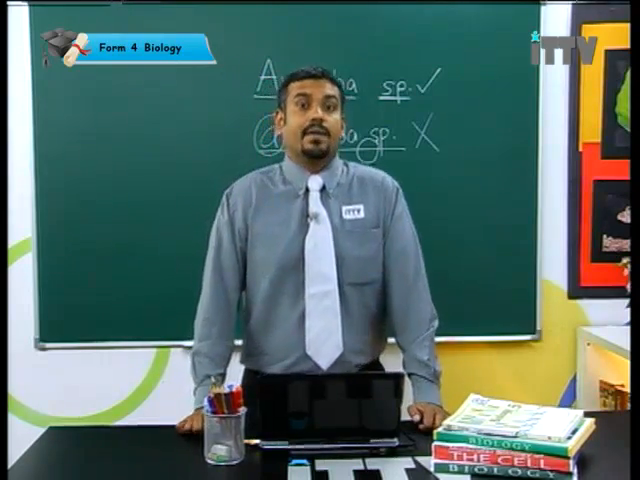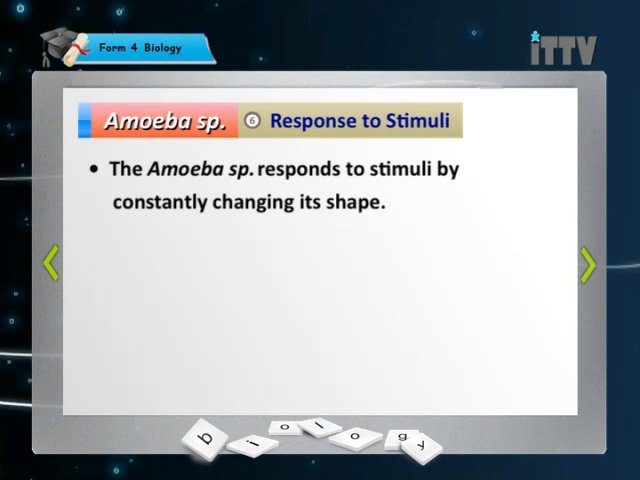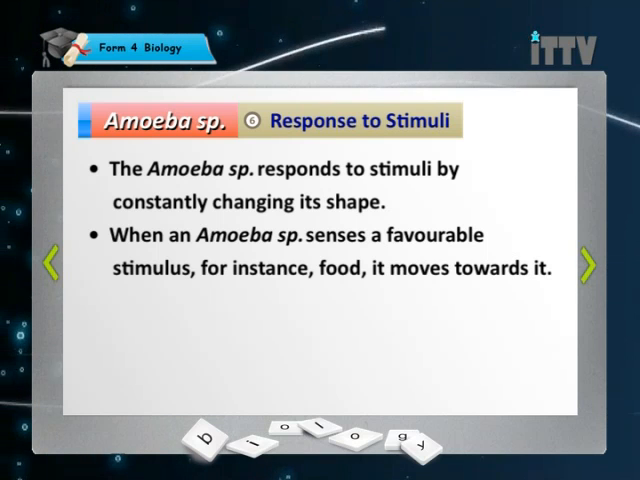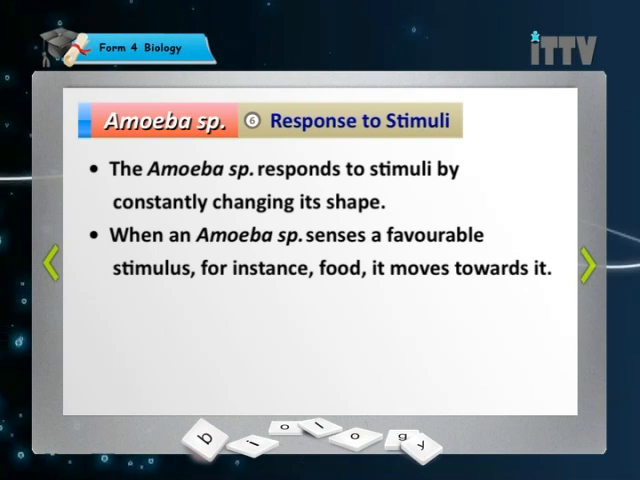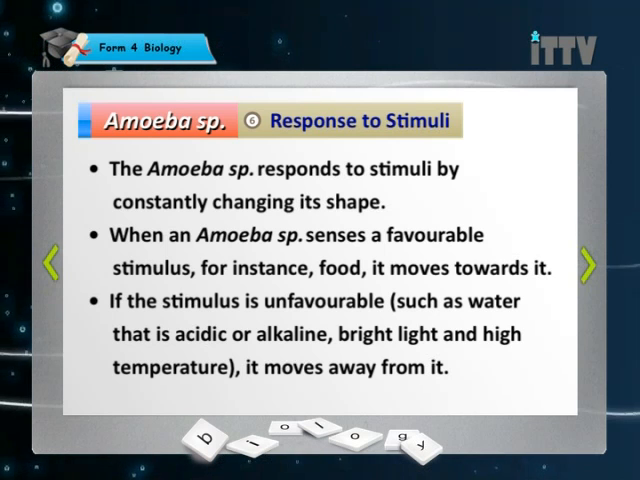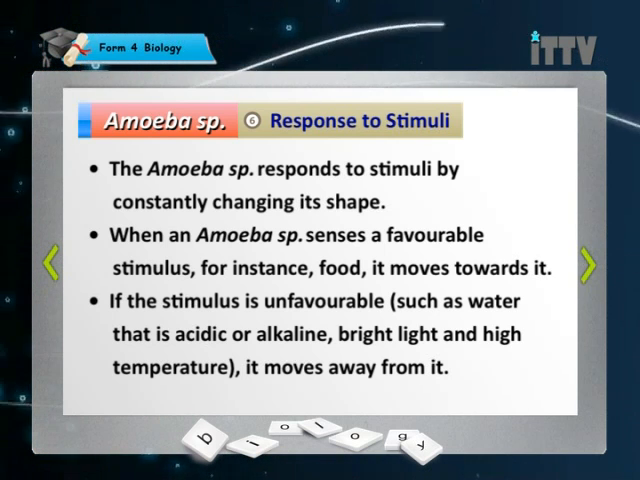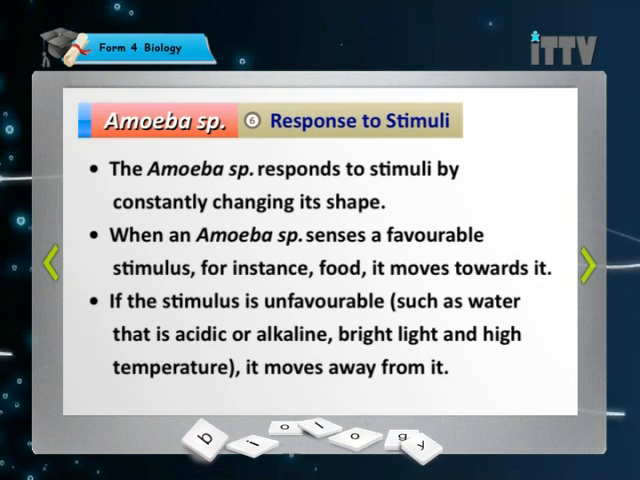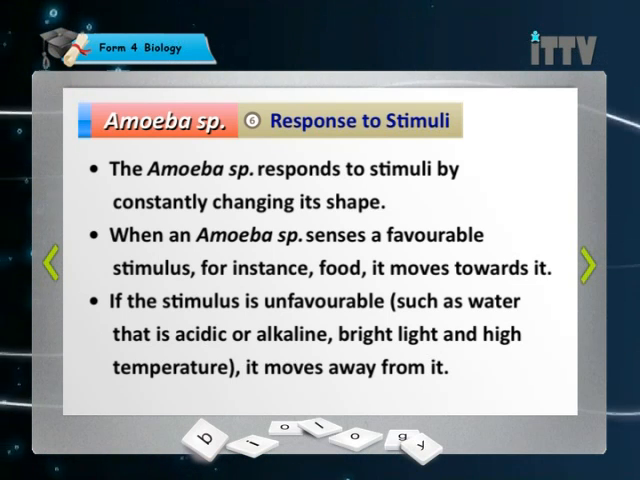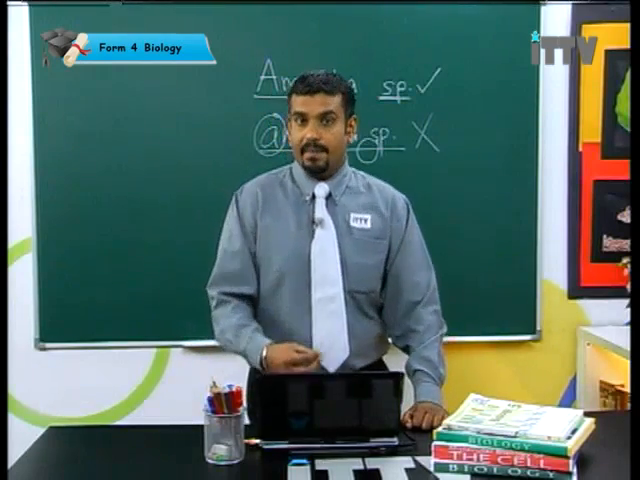Let's take a look at how the amoeba responds. The amoeba responds to stimuli by constantly changing its shape. Wonderful, isn't it? When an amoeba senses a favorable stimulus, for instance food, it moves towards it. However, if the stimulus is unfavorable, such as water that is acidic or alkaline in nature, bright light, and high temperature, it moves away from it. So you can see how the amoeba responds.